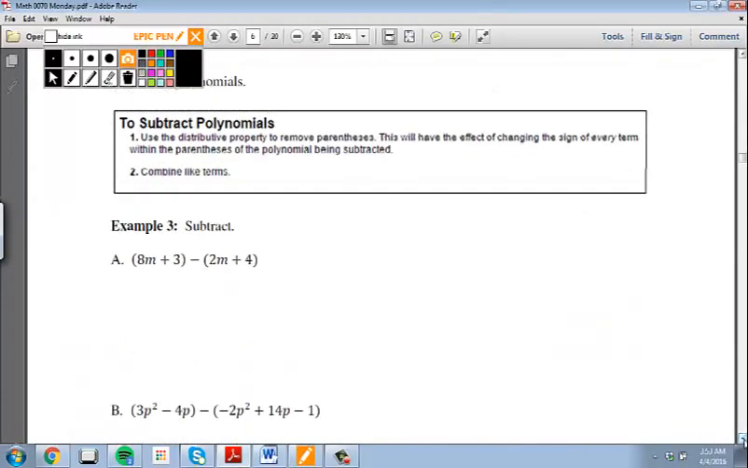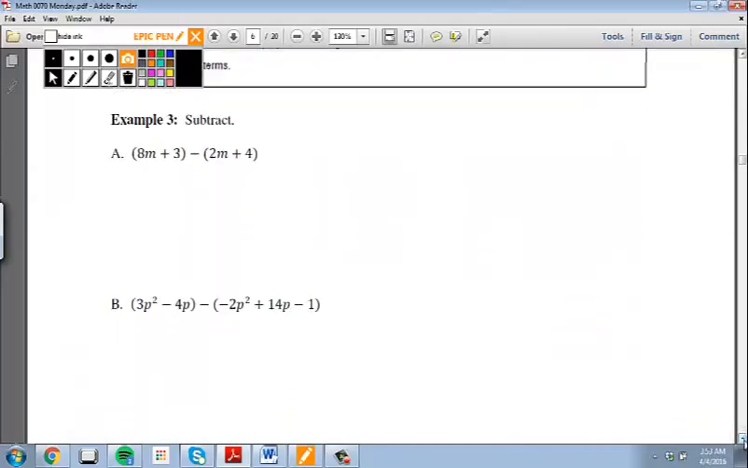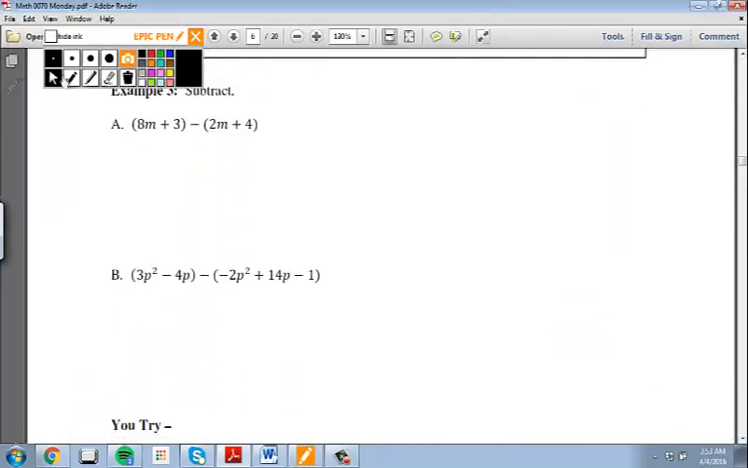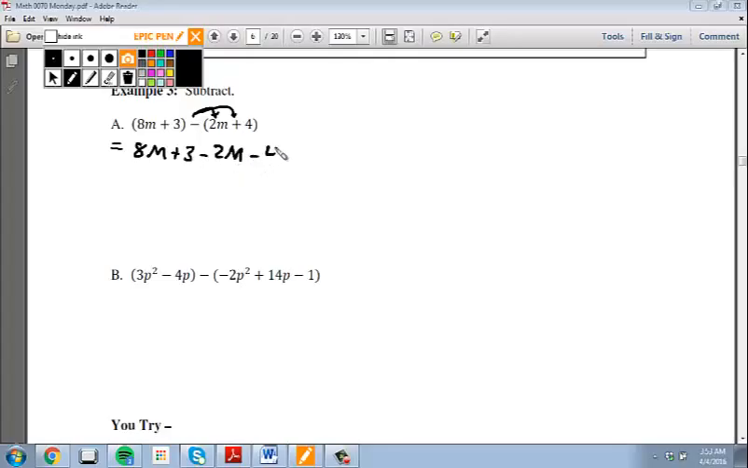So let's move on to the next page, subtract. The one thing that you need to remember about subtracting polynomials is that you're going to have to remember to distribute. If you don't remember to distribute, it's over for you. That's all I have to say. It is over. Alright, so make sure that you do remember to distribute and switch all of the signs in the second set of parentheses.